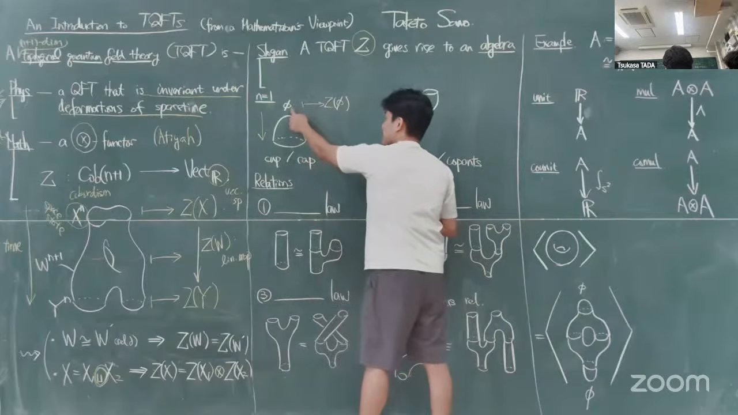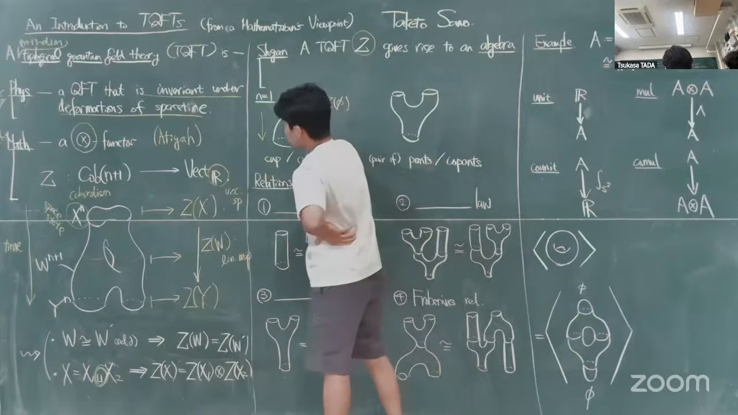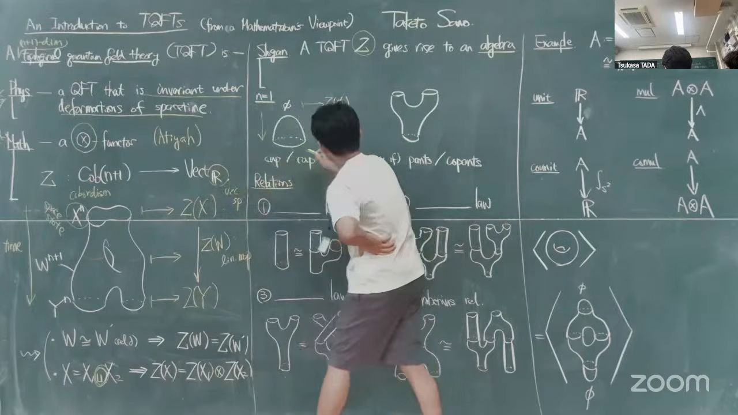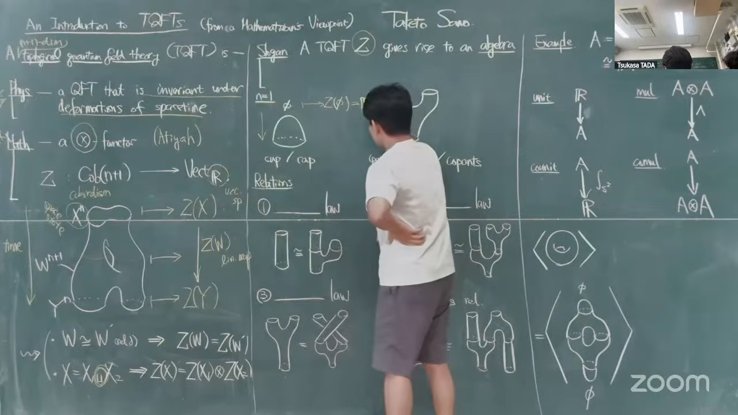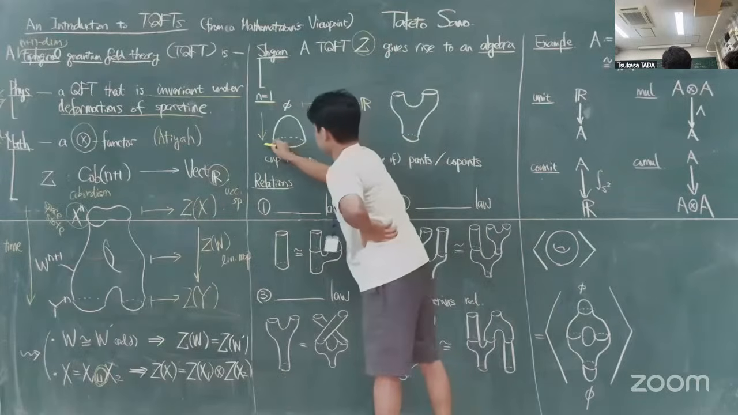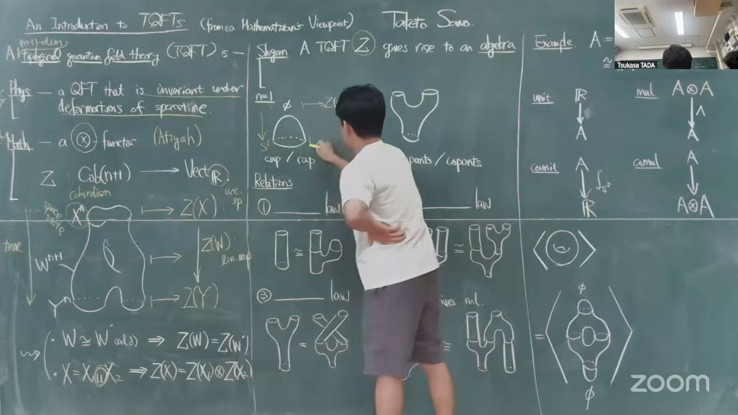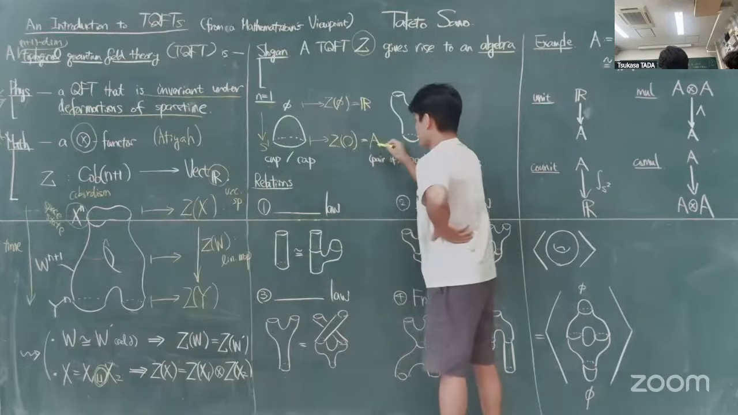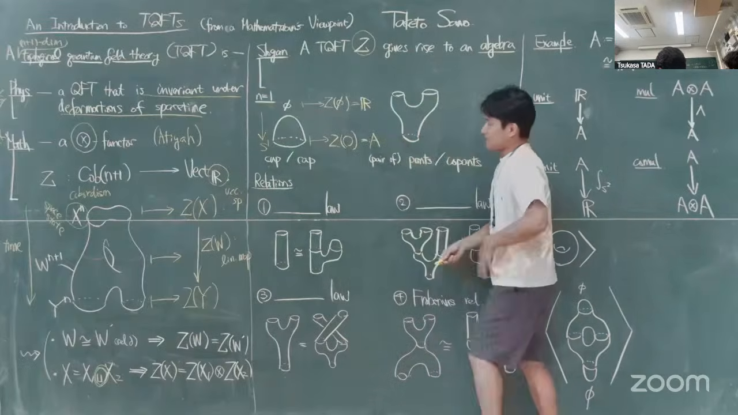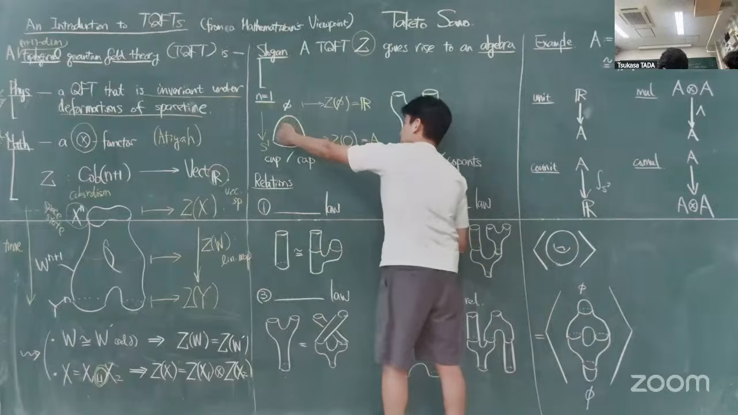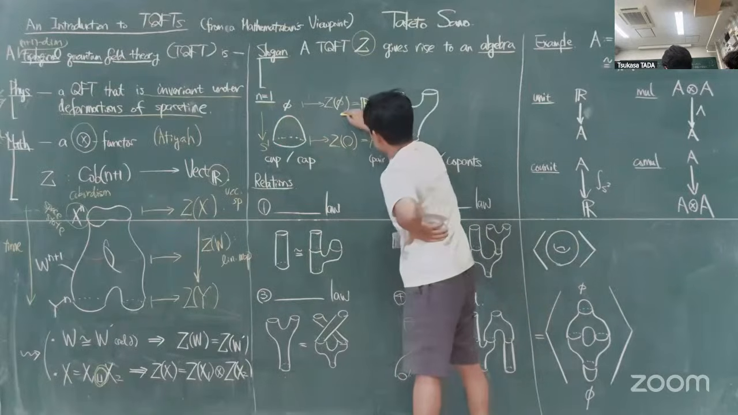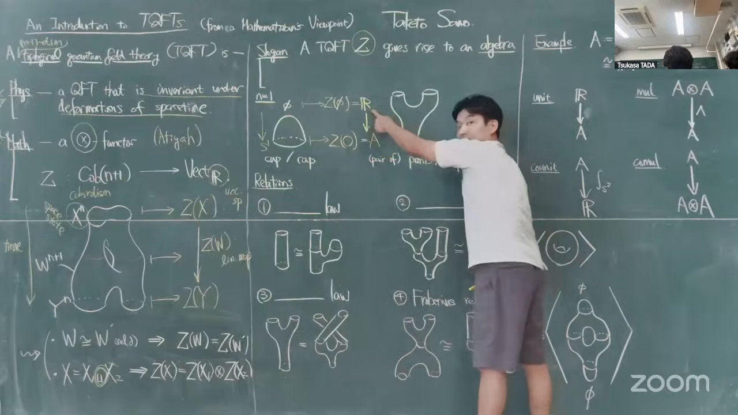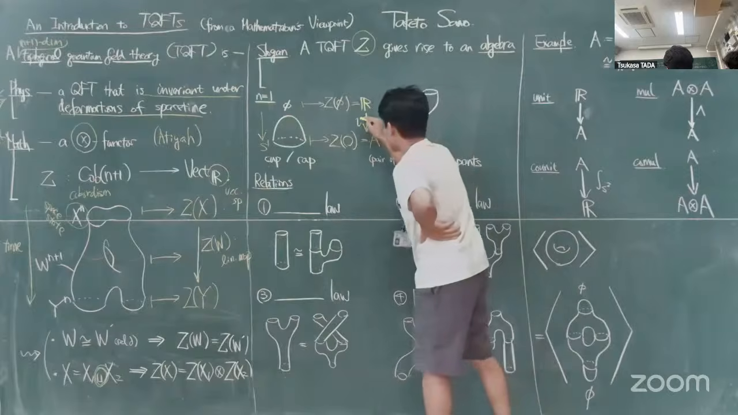This is a monoidal unit. So this should correspond to the monoidal unit in this category, which is the base field R. So this is R. And then this circle maps to some vector space, and let's call this A. And then we have this cup that maps from here to here. So we should get a linear map from R to A, and let's call this iota.